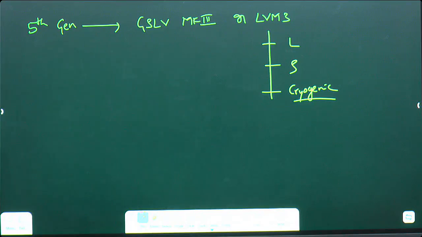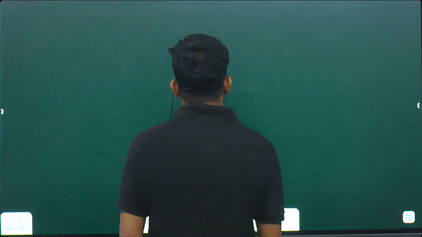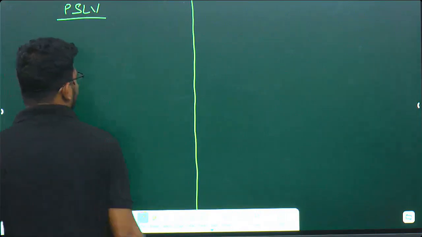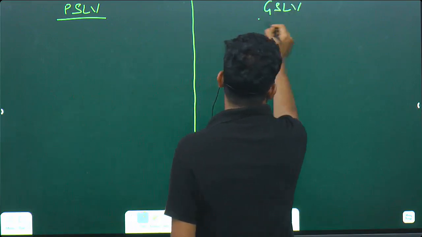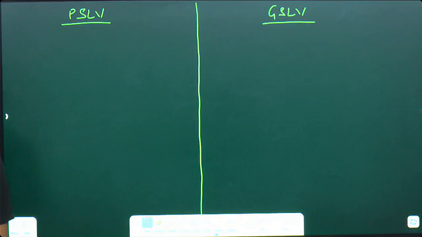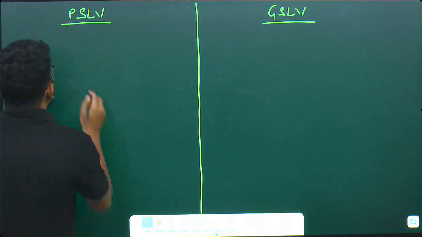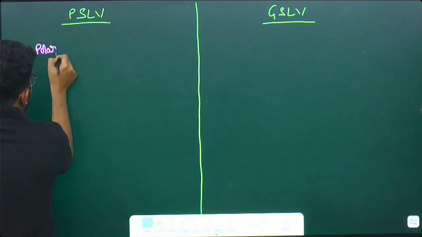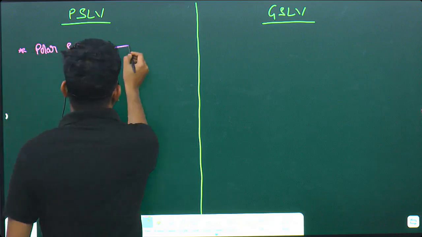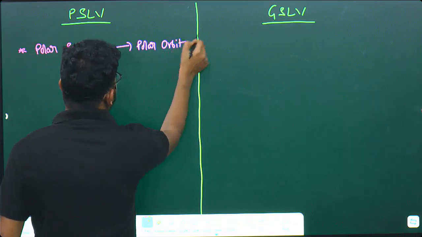Okay, fine. Now we'll see the difference between PSLV and GSLV. Write down the difference. PSLV, Polar Satellite Launch Vehicle, and GSLV, Geostationary Satellite Launch Vehicle. Using this vehicle, we generally launch polar satellites. In which orbit? Polar orbit.